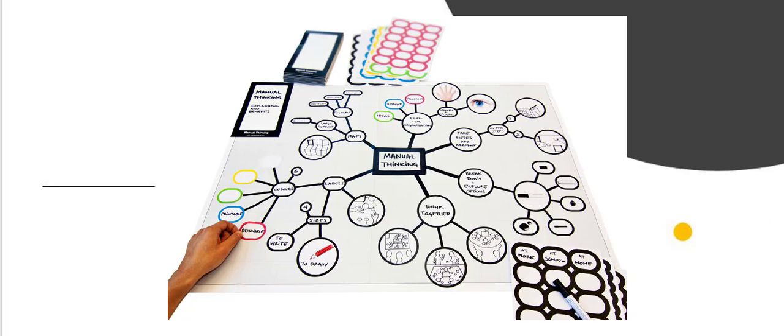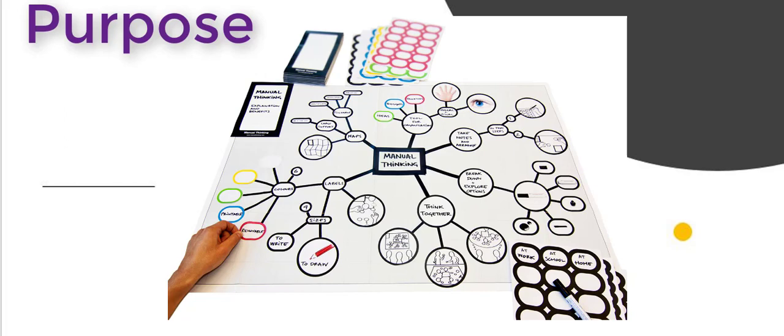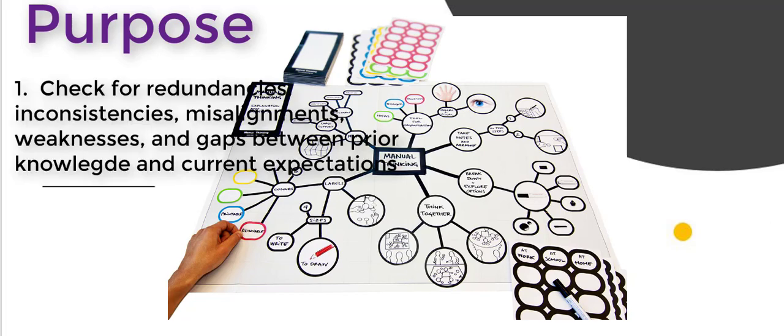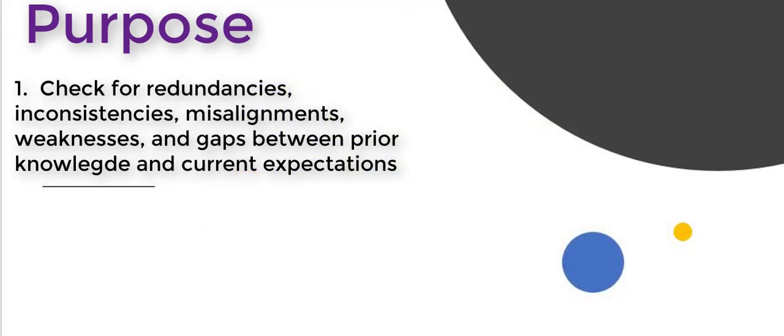The purpose of a curriculum map is to document the relationship between every component of the curriculum and the lesson plan. Used as an analysis, communication, and planning tool, a curriculum map allows educators to review the curriculum to check for unnecessary redundancies, inconsistencies, misalignments, weaknesses, and gaps.